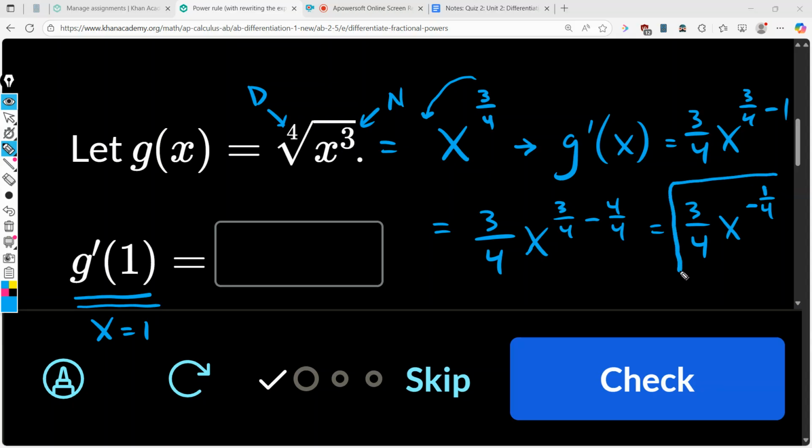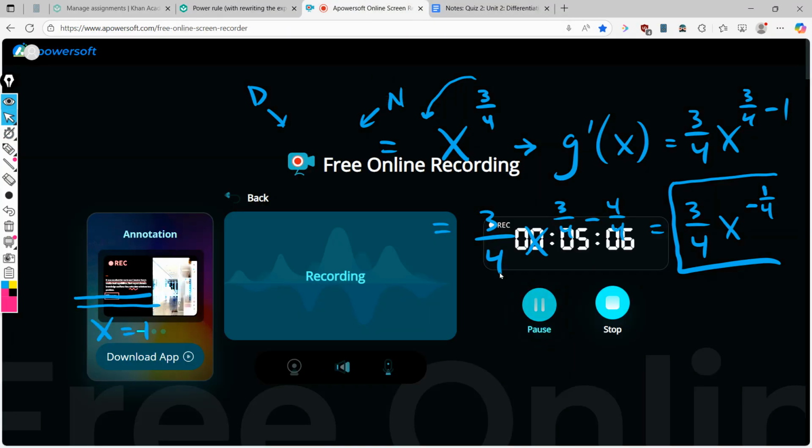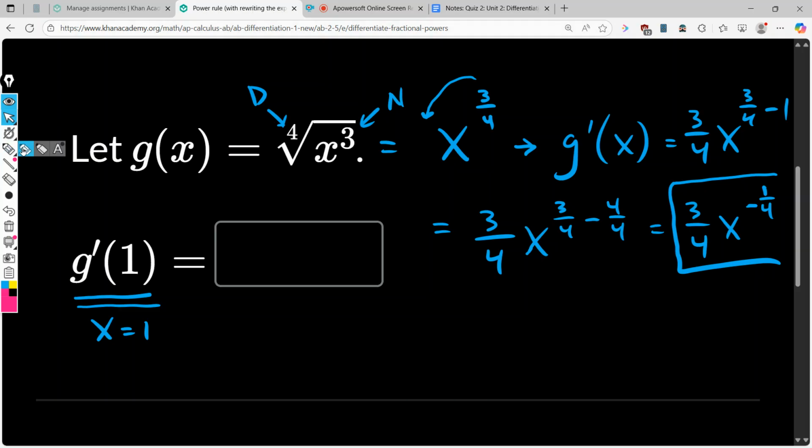Okay, so that is g prime of x. That's our slope function, but we have to sub in x equals 1. Let me make some room. All right, so we have to sub in 1 here. So if we do g prime of 1, that's just going to be 3/4. You sub in 1 in place of x.